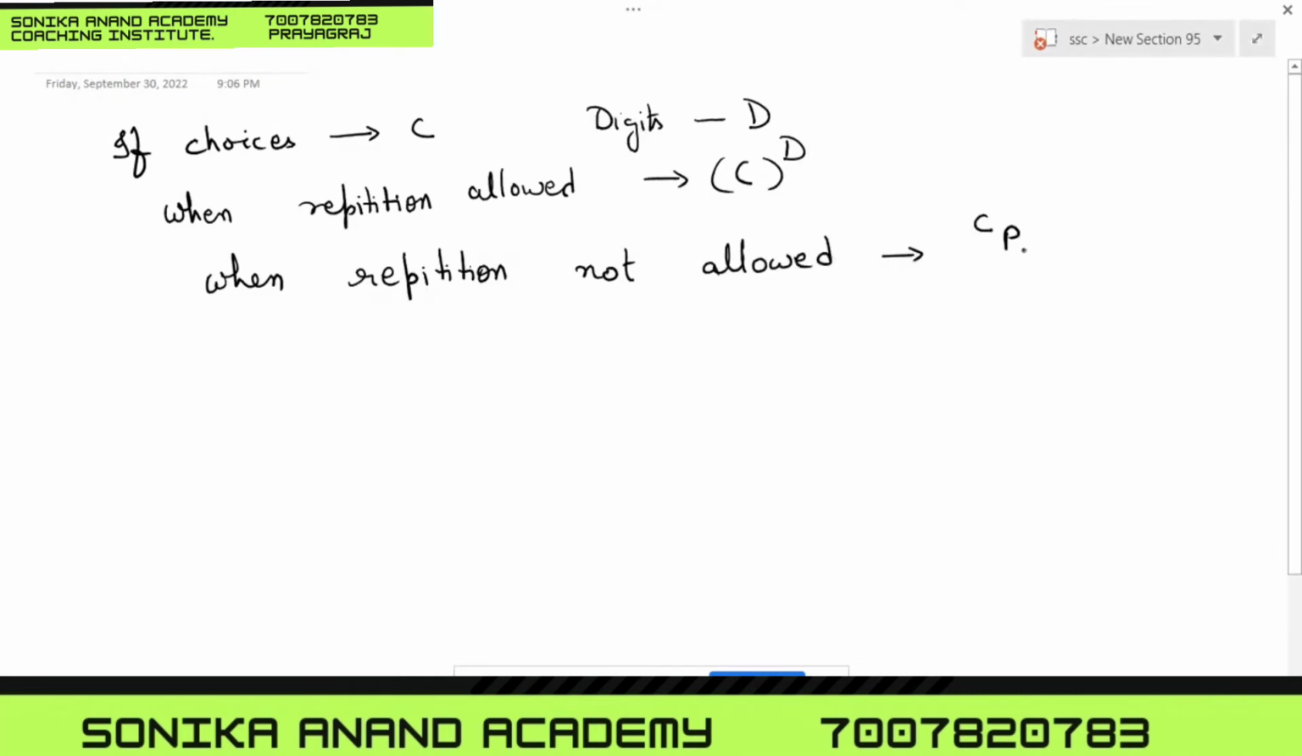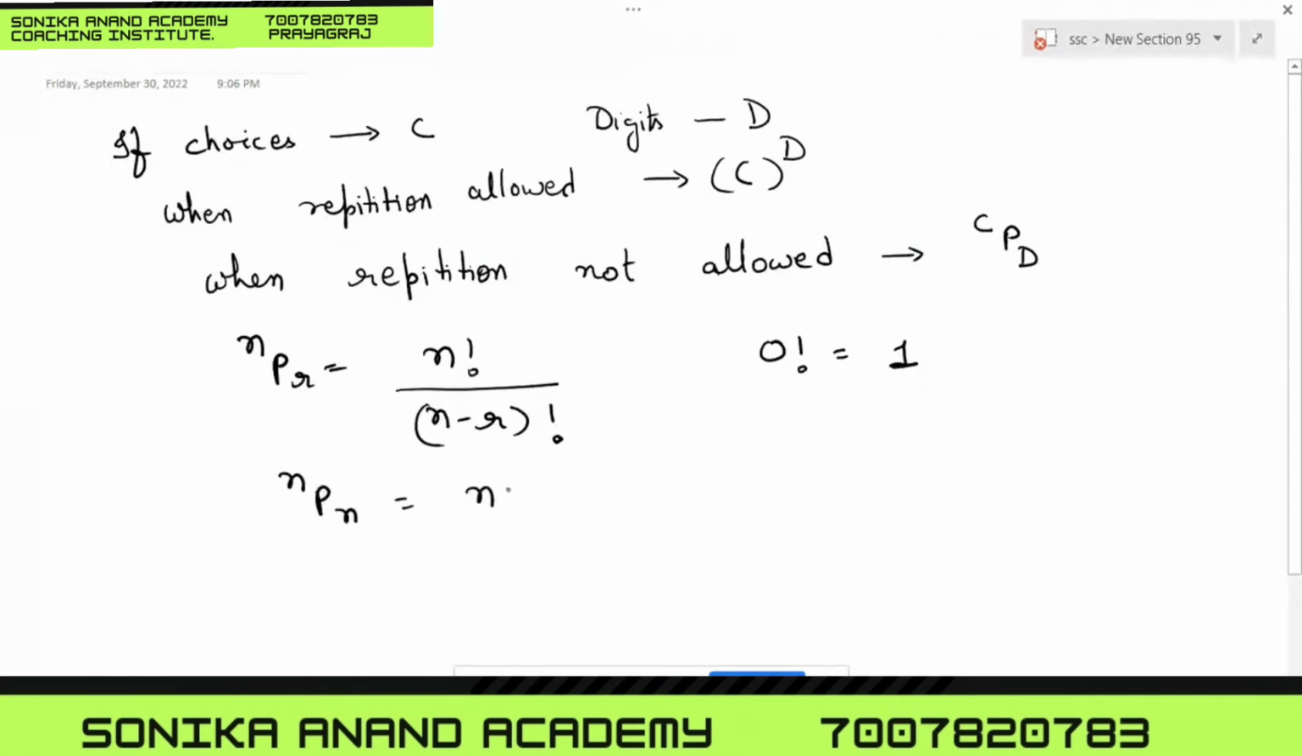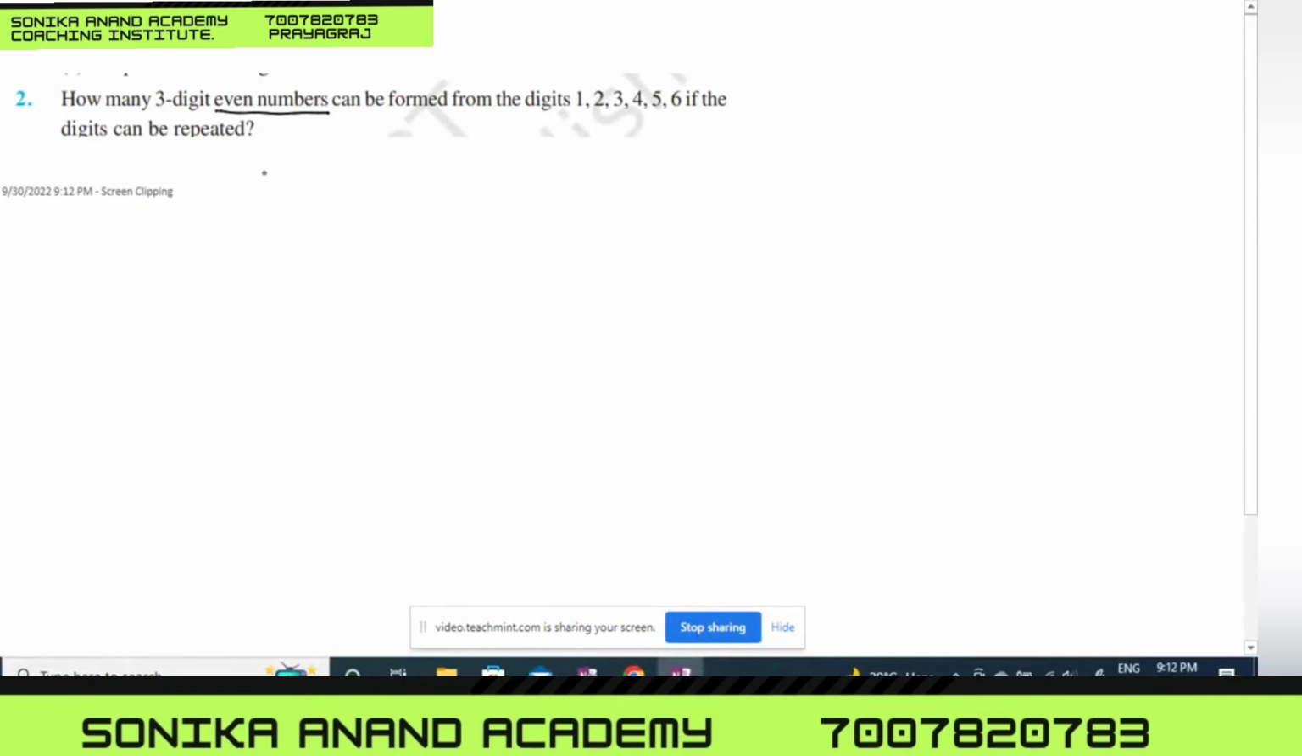C, P, D. Clear? Clear, ma'am. Now the formula for nPr is n factorial over n minus r factorial. The formula for 0 factorial is 1. And nPn is n factorial. So we have to go for the boxes and the samples here, that means the choices I have.